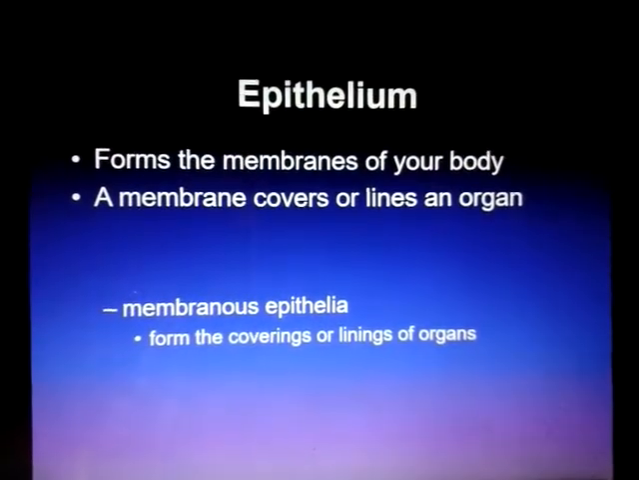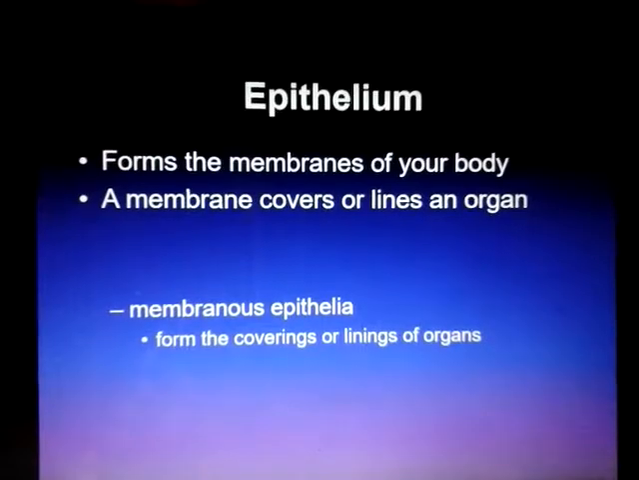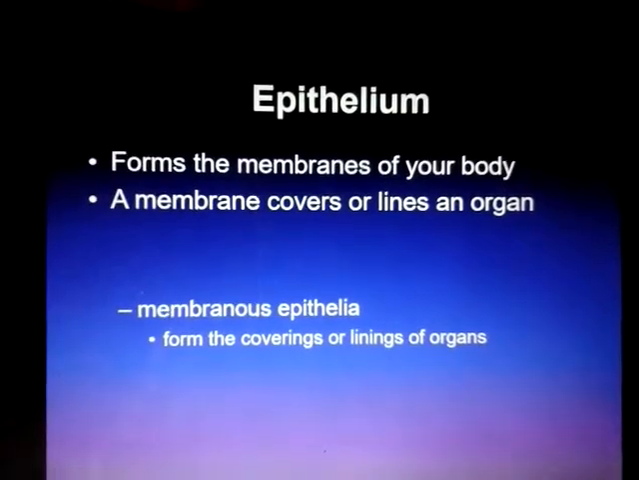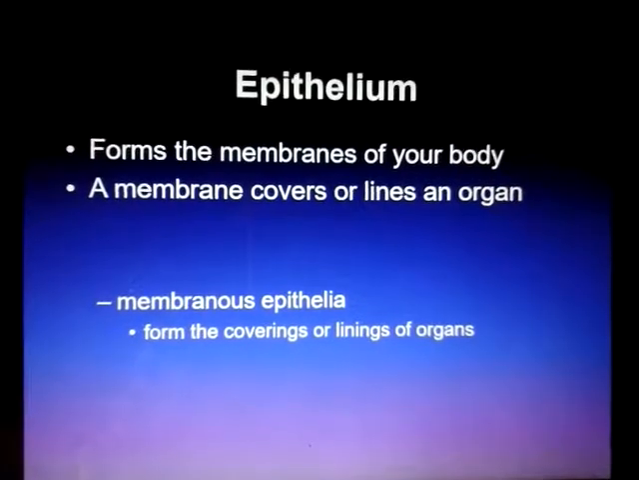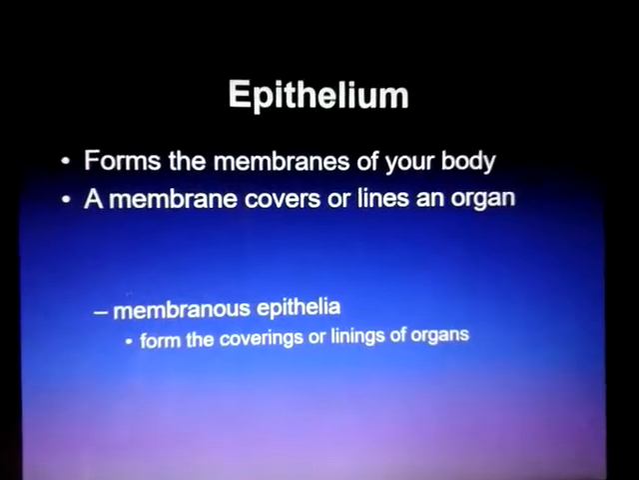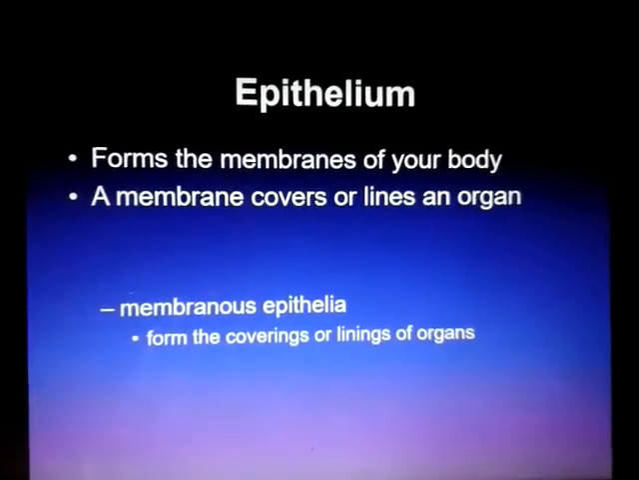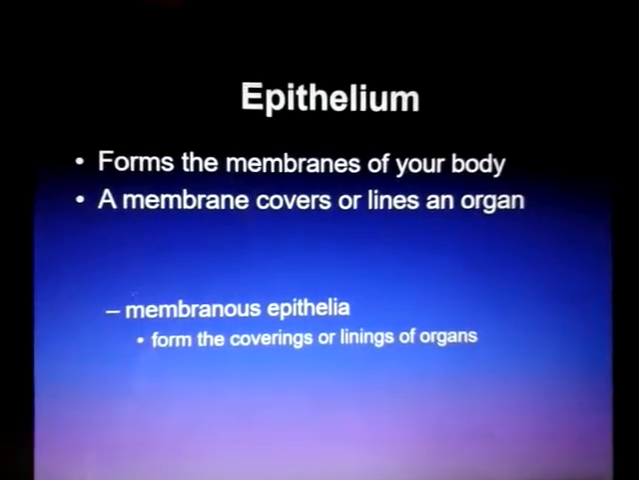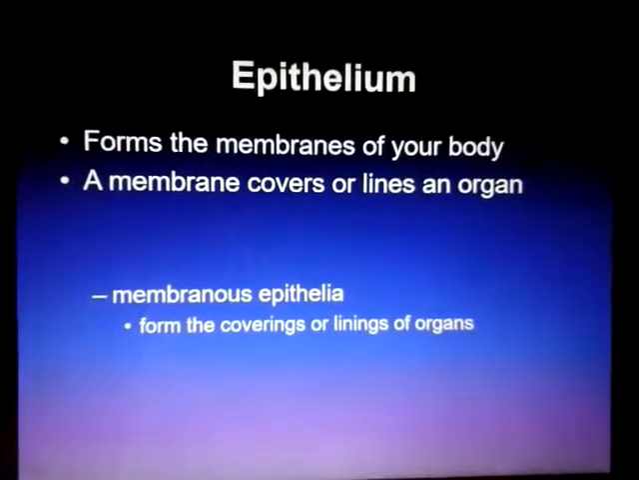Every organ in your body has a membrane that goes around it. Any organ that's hollow has a membrane on the inside of it. And this is what we call membranous epithelial. It's going to form the coverings, which means it's over, or the linings, which means it's inside. But whenever we talk about an organ, we're going to come back to epithelial tissue because every organ has a membrane around it.